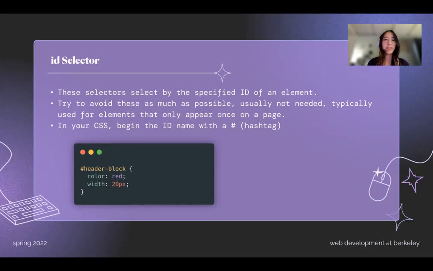Usually it's for something very specific on your page that you aren't able to relate styles to another element. So typically it's used for elements that only appear once on a page. In your CSS, the way you'll access that is with a hashtag or a pound sign. Here they have an ID named header block, and that will access just one specific element on the page that has the ID header block.